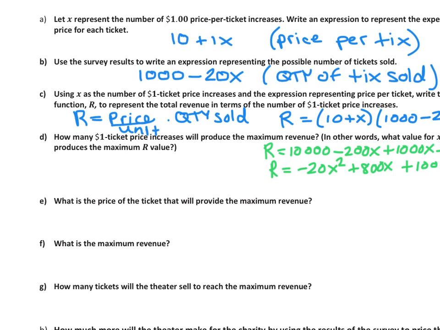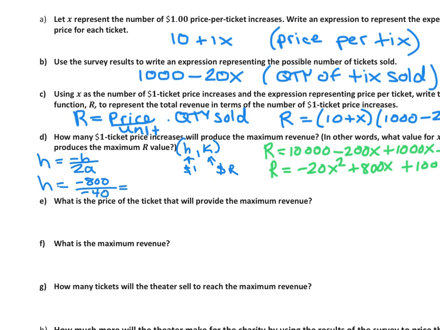So we're going to go ahead and try to calculate what our vertex is going to be for this function. And we know that our vertex is h and k. Let me put that here. H comma k. In this context, h is x, and that's our $1 increases. How many $1 increases? And k is going to be that revenue in dollars. I'll just put revenue here. So our vertex is going to be h equals negative b over 2a. H equals negative 800 divided by 2 times negative 20. And 2 times negative 20 is going to be negative 40.